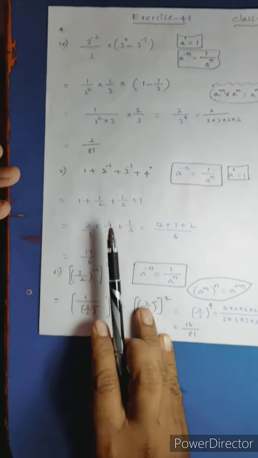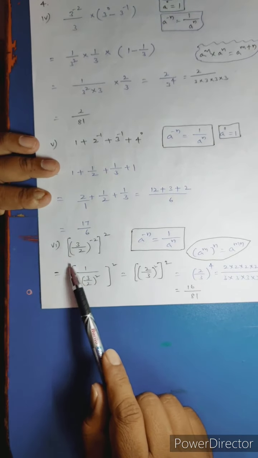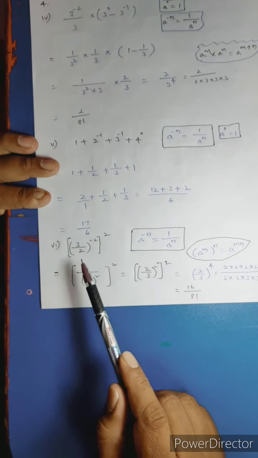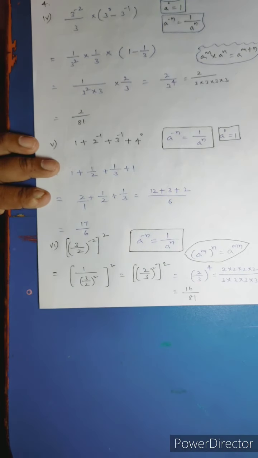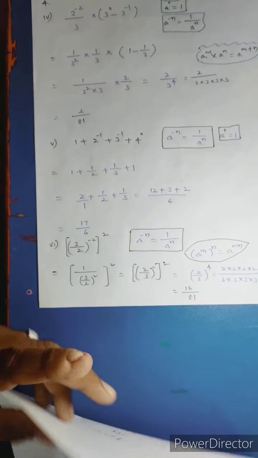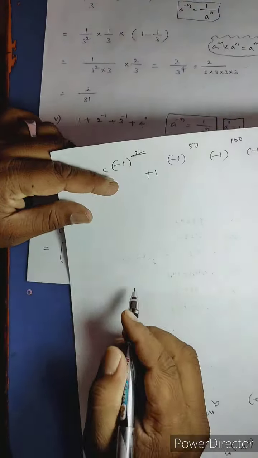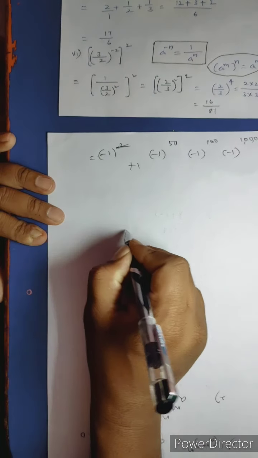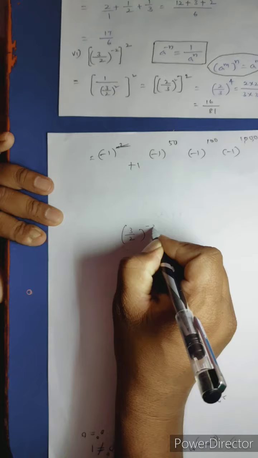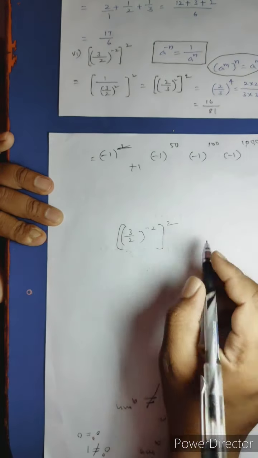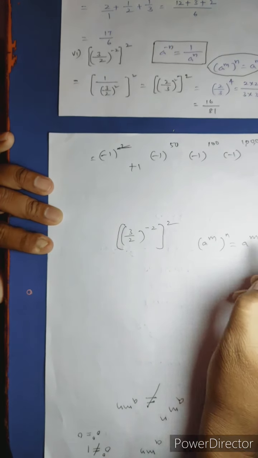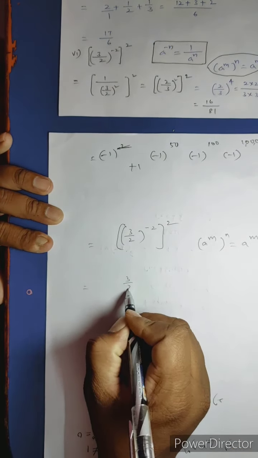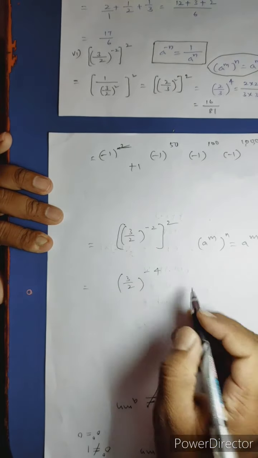by 6. Now the sixth problem: ((3/2)^-2)^2. We can do this one in this way, otherwise we can do it in another way. ((3/2)^-2)^2 is in the form of (a^m)^n equal to a^(mn). Then (3/2)^-4.